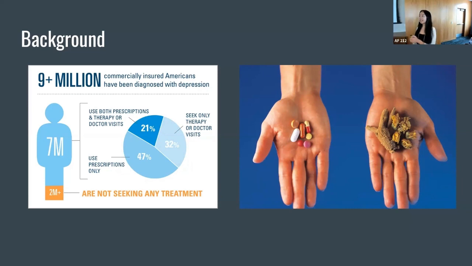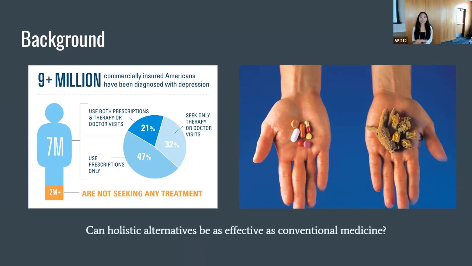A couple other stats about depression is that it affects over 9 million people and it accounts for over 700,000 deaths per year. Holistic medicine relies on natural properties and herbs to reduce these residual effects and tolerance buildup without deteriorating our body's insides. So this leads us to propose this question: can holistic alternatives be as effective as conventional medicine?